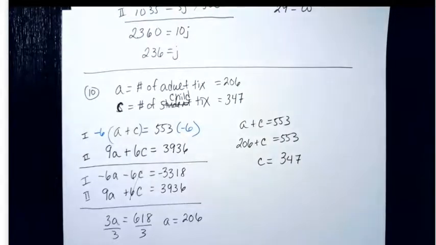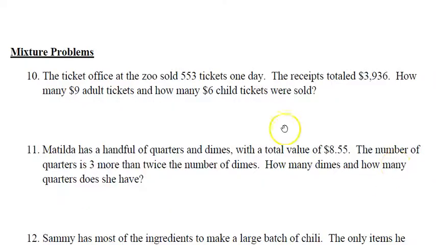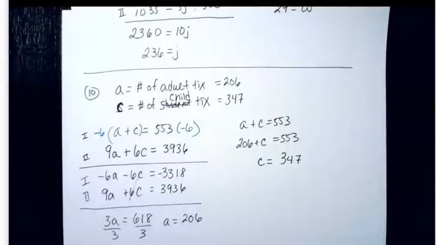Let's make sure we answered the question. How many adult and how many child tickets were sold? Good, so we needed to find both of them. So 206 adult tickets, 347 child tickets.